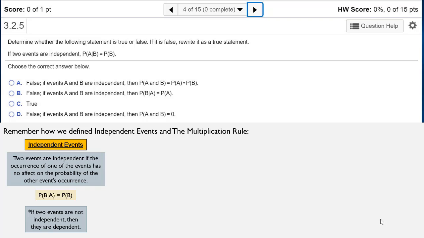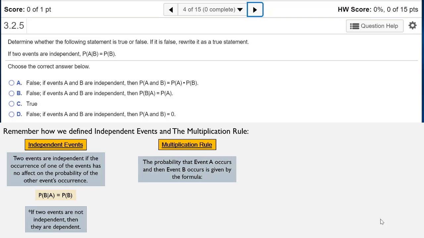Now let's go ahead and look at the definition of the multiplication rule. So the multiplication rule tells us that the probability that event A occurs and then event B occurs is given by the formula. Probability of A and B equals probability of A times probability of B given A. And then if we luck out and get independent events, then the probability of A and B equals the probability of A times the probability of B.